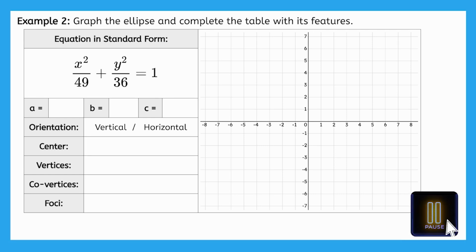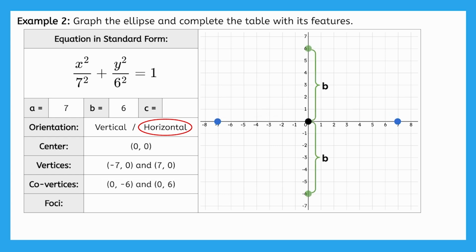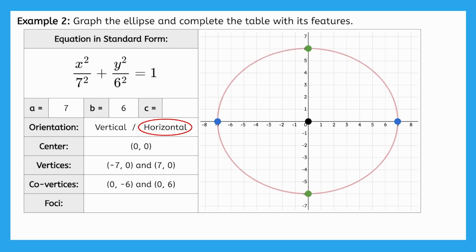Let's begin by identifying a and b. The larger denominator will give us a, and the smaller denominator will give us b. Since 49 is 7 squared and 36 is 6 squared, a equals 7 and b equals 6. The major axis must be horizontal because a is under the x. Here's our center, our vertices, and our co-vertices. We now have the necessary points to graph the ellipse, so let's connect them.